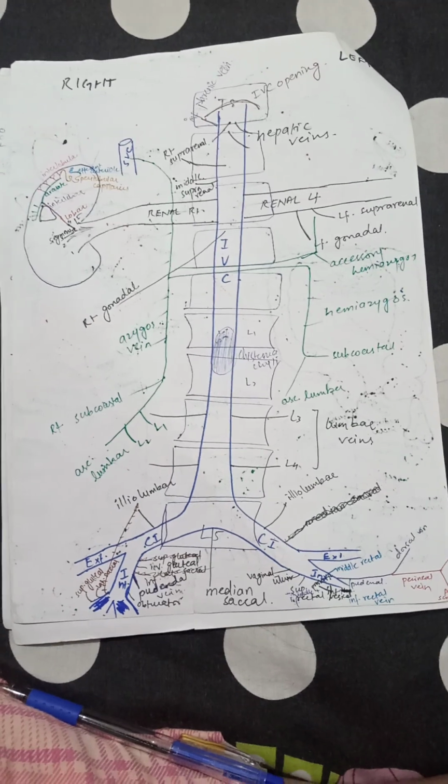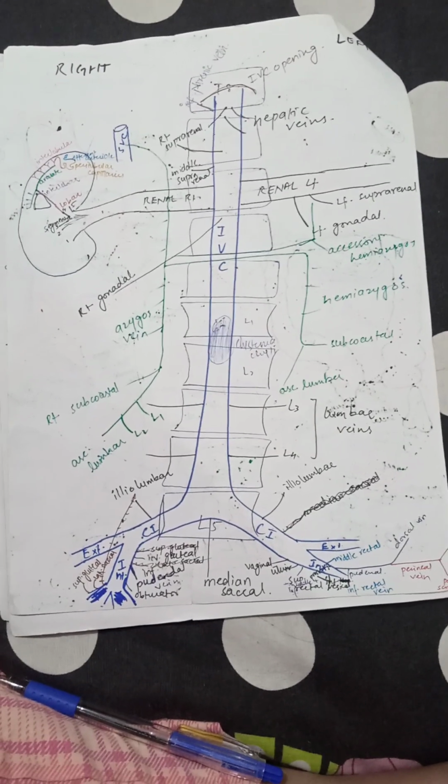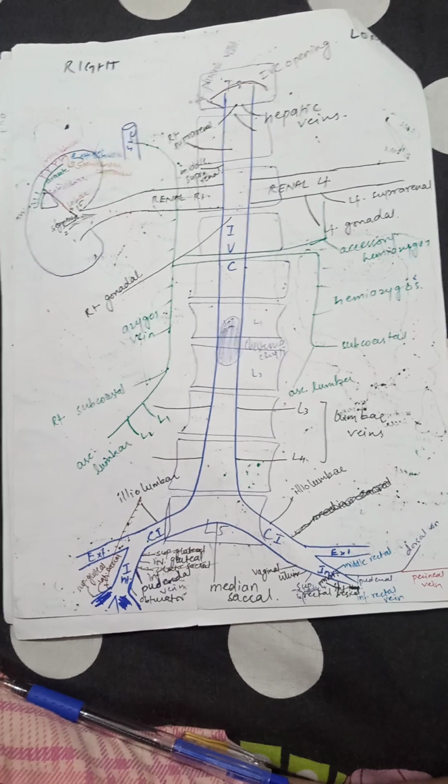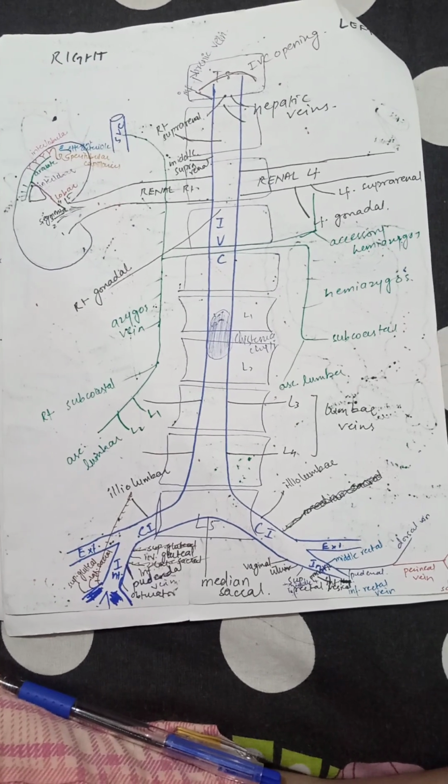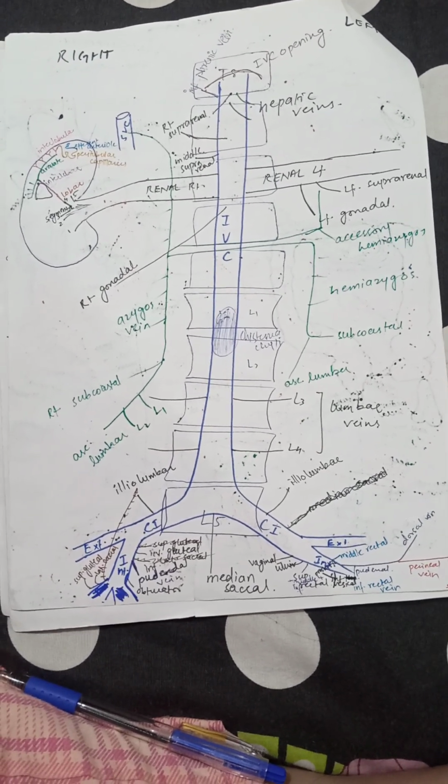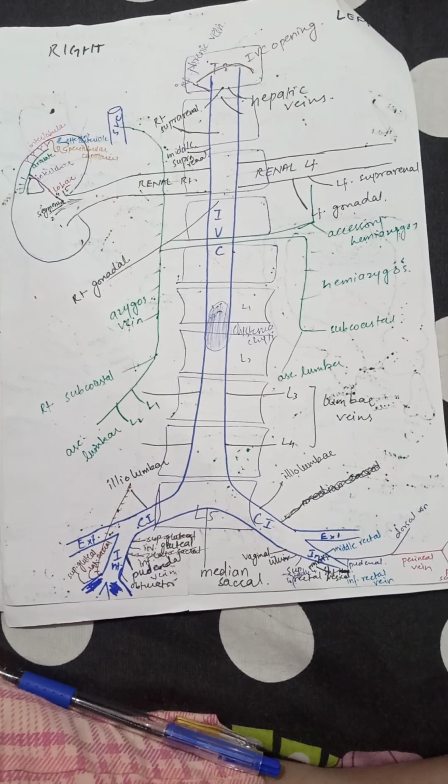Discuss the venous drainage. As the common idea is, internal and external iliac veins join to form the common iliac vein, which joins to form the inferior vena cava and drains into the heart. Now we'll see how these are formed.